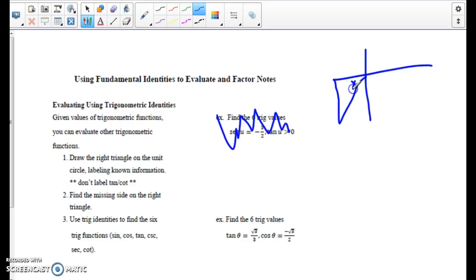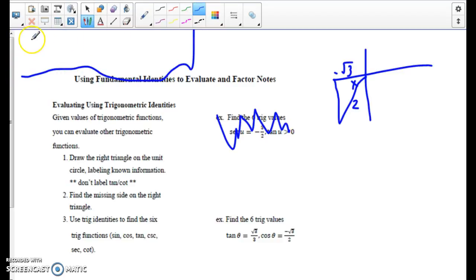X. And then I need to label it. Remember, you shouldn't label your tangents unless you have no other option. So I label my cosines. This is negative square root of 3, and this is 2. I need to find my third side using Pythagorean theorem. Because I can't write fast, this is my workbox. How about that?